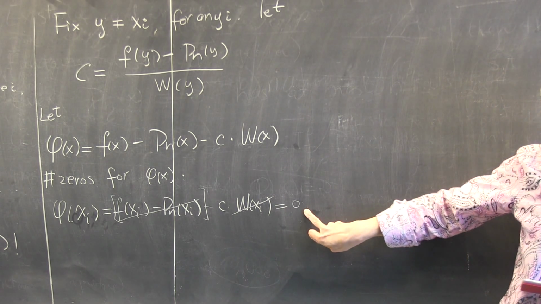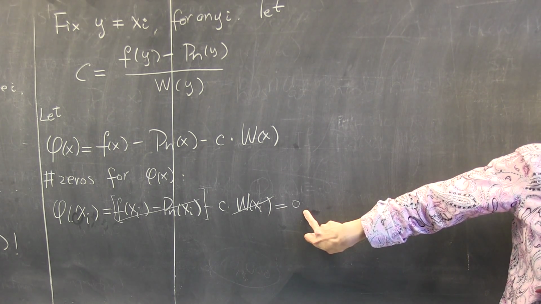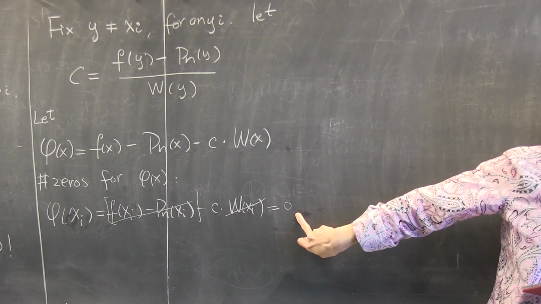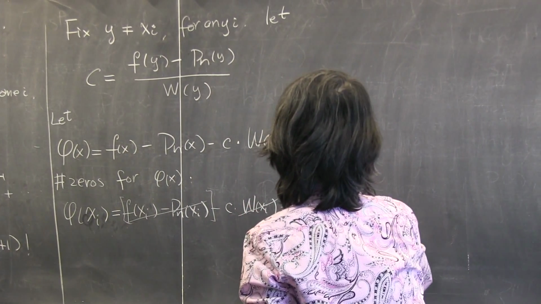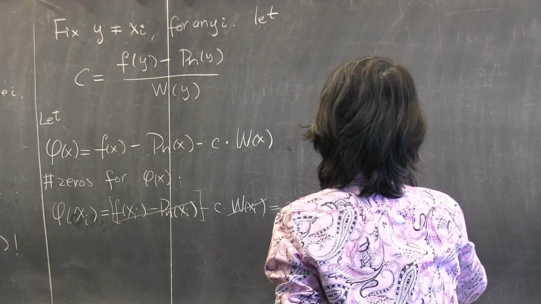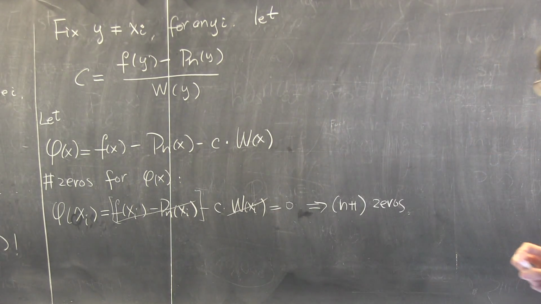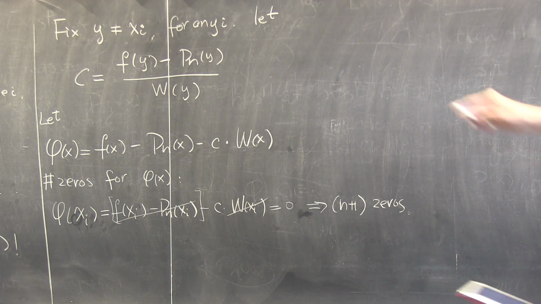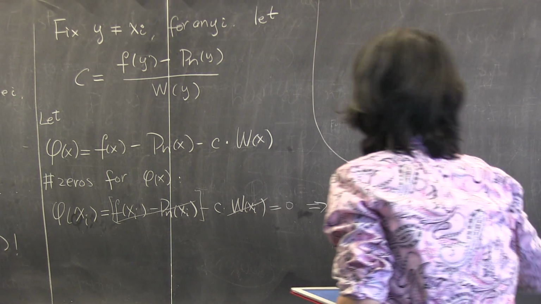So this gives me how many zeros? n plus 1, right? I have n plus 1 such points. So this gives me n plus 1 zeros. Okay, I see there is one more. Don't believe me? I'll show you.